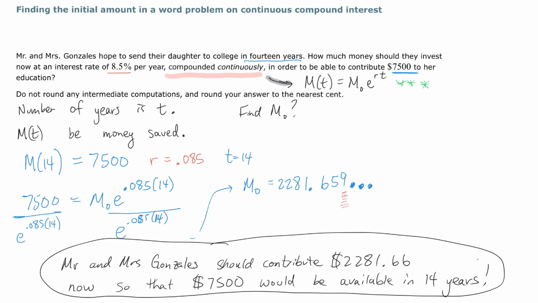So it's always nice to write things in a complete sentence, because that way you will never forget to label the units. Whenever you're given a problem in words, you should always answer it back in words.